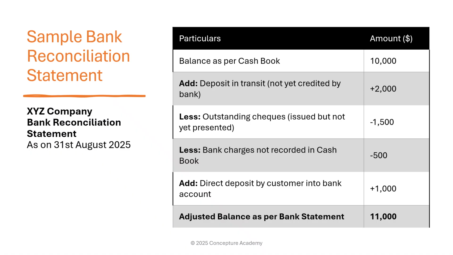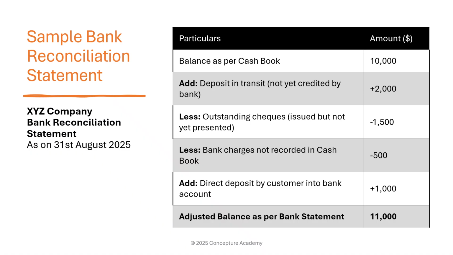Next, there are checks issued worth $1,500 that are still outstanding, so we will deduct that. The bank has also charged $500 which we had not yet recorded in the cash book, so we will subtract that as well. Finally, a customer directly deposited $1,000 into our bank account, which we will add. After making all these adjustments, the balance becomes $11,000, which matches with our adjusted records. So after adjustment, both the cash book and the bank statement should show $11,000, and this shows that reconciliation is complete.